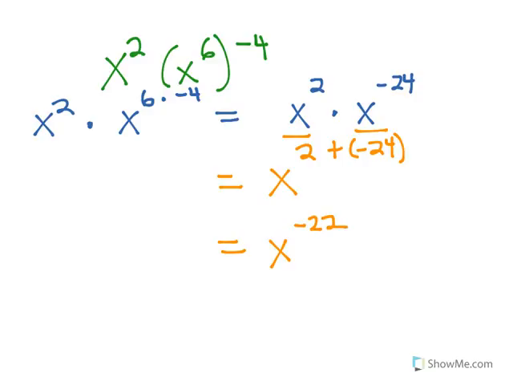Not quite there yet, because we have a negative exponent, and in simplest form we cannot have a negative exponent. So we're going to use our rule that a negative exponent means the reciprocal. So x to the negative 22nd in simplest form is 1 over x to the 22nd.